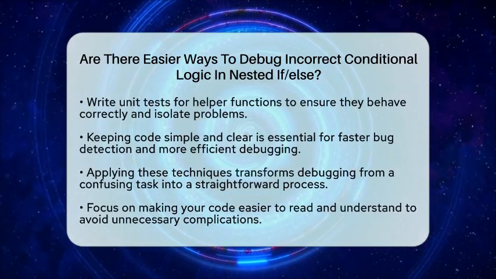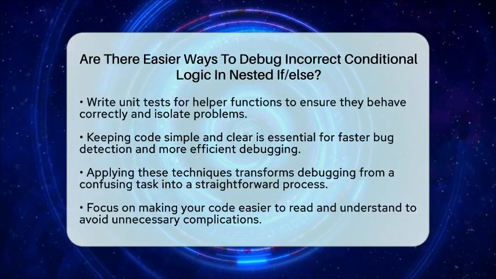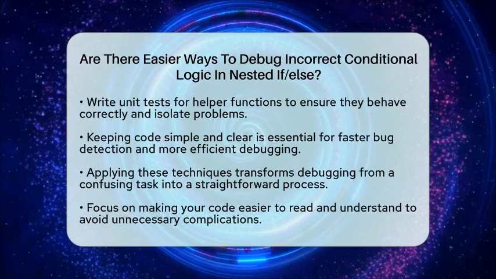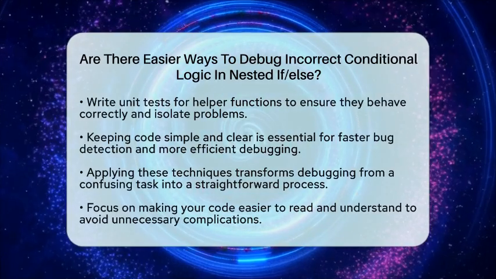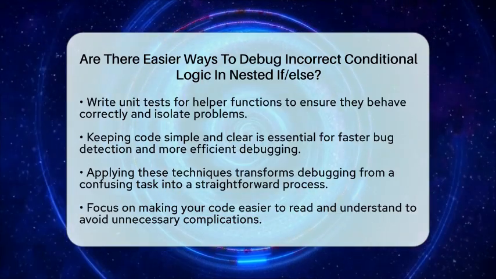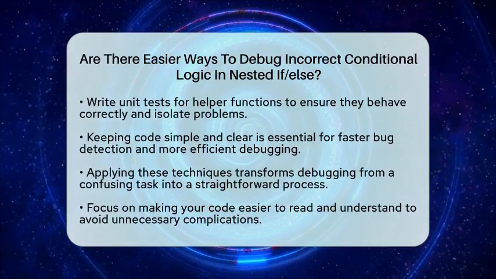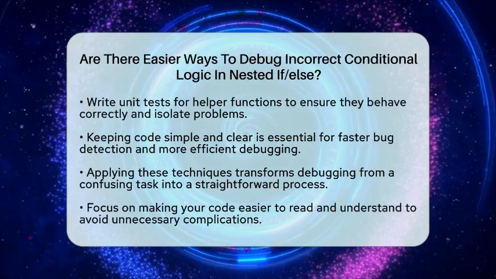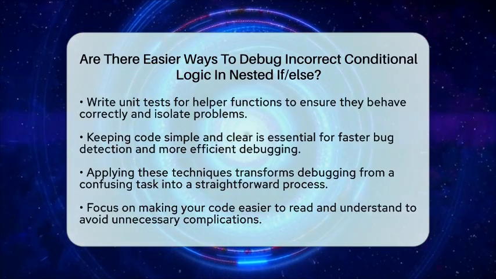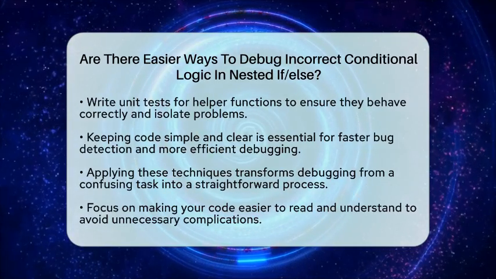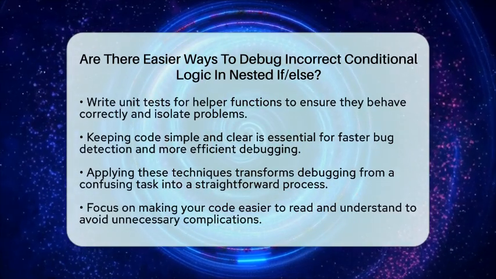To troubleshoot, start by simplifying your nested structure using guard clauses. Then, step through your code with a debugger, watching which condition causes the flow to change. Write unit tests for your helper functions to confirm they work correctly. By applying these techniques, debugging becomes less of a puzzle and more of a straightforward process. You'll find it easier to spot where your logic goes wrong and fix bugs faster. Remember, keeping your code simple and clear is the key to avoiding confusion and making debugging more efficient.